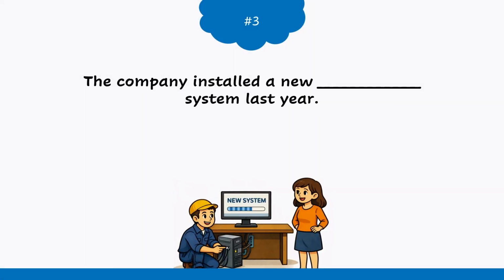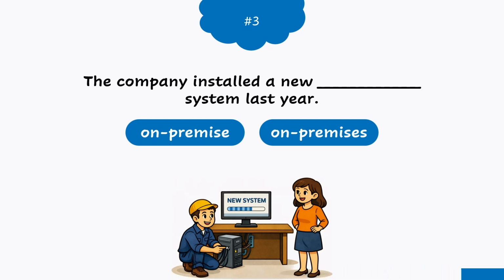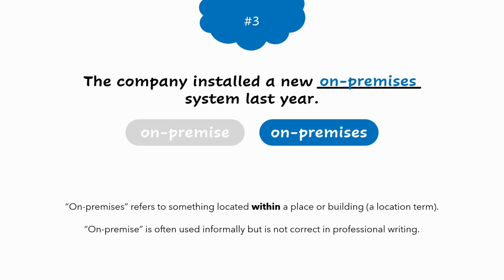The company installed a new ___ system last year. The correct answer is, the company installed a new on-premises system last year. On-premises refers to something located within a place or building. On-premise is often used informally, but is not correct in professional writing.